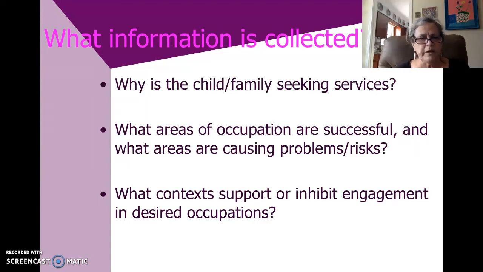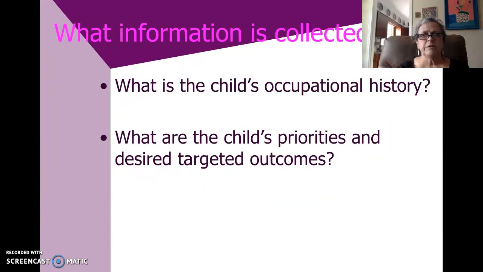Do pets get in the way? Do extra siblings get in the way? Does the fact that the backyard doesn't have any grass get in the way, or the fact that the backyard is not fenced and so the child could run off? Or do we live in an apartment where there isn't a backyard available? So you want to think about all these things when you're collecting information.